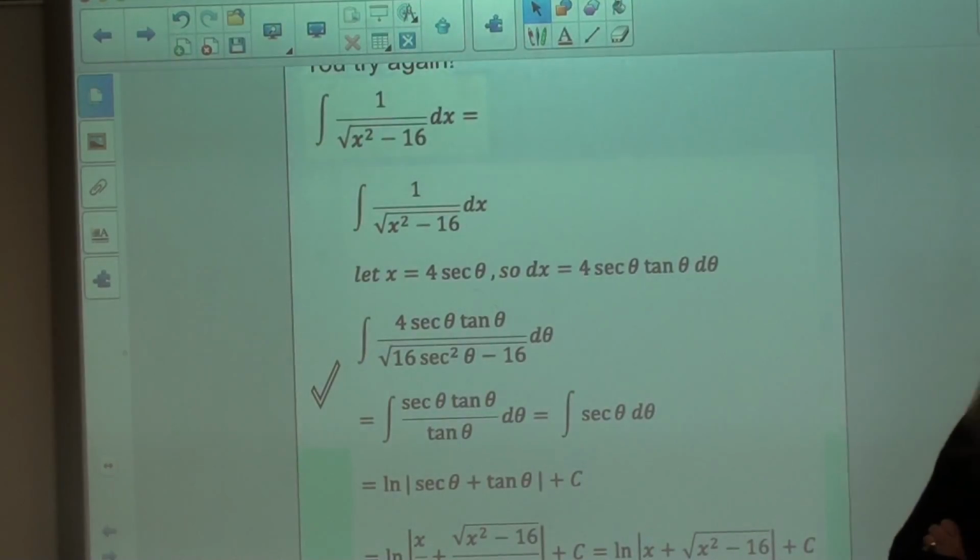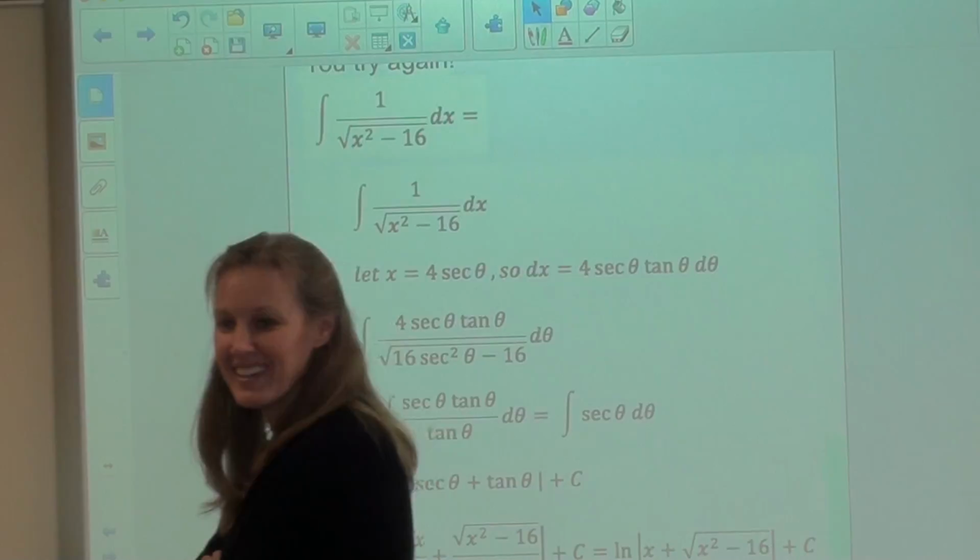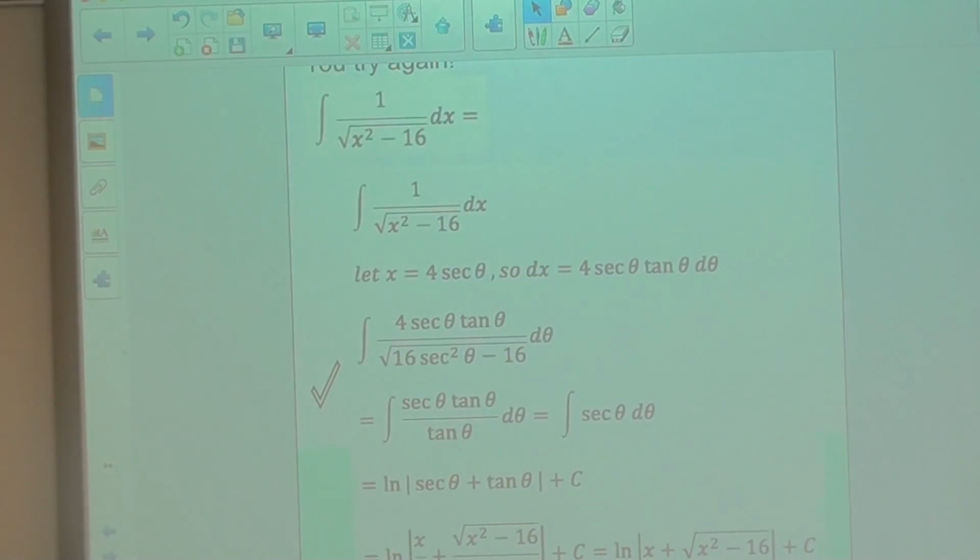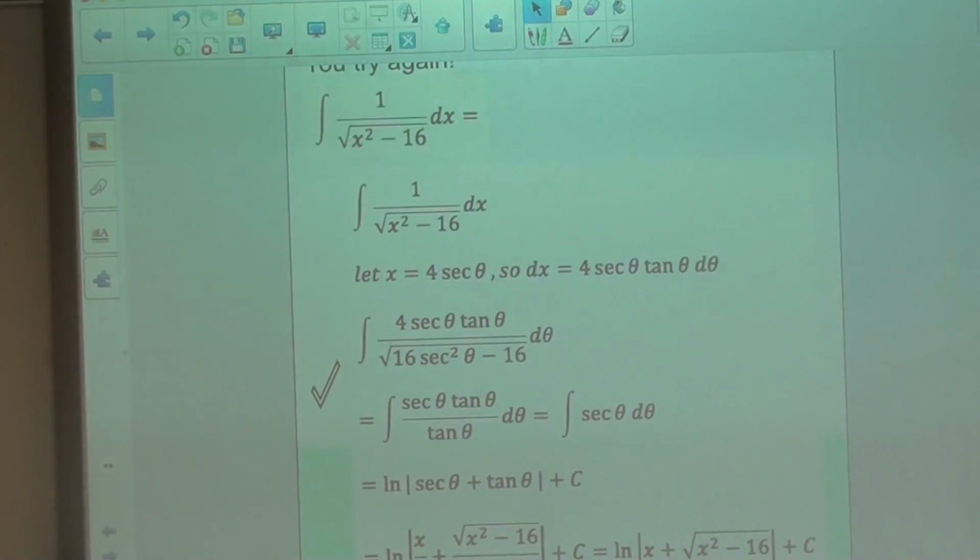Why can you just get rid of the 4s? Just before I explain how to get rid of the 4s, are there any questions apart from the 4s? It's math, may the 4s be with you.